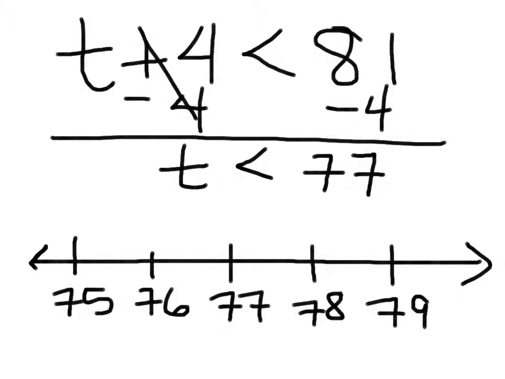Is it gonna be an open dot or a closed dot? Open dot. Yeah. Open dot, because we don't include 77. And are we gonna go to the left or the right? T is less than 77. Left.